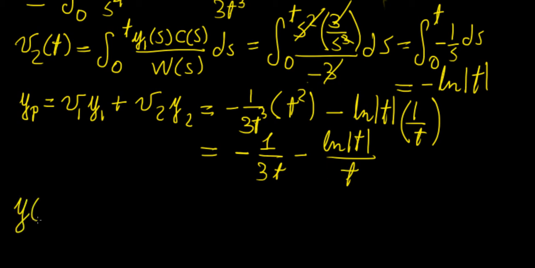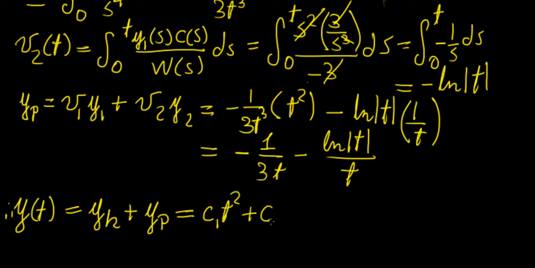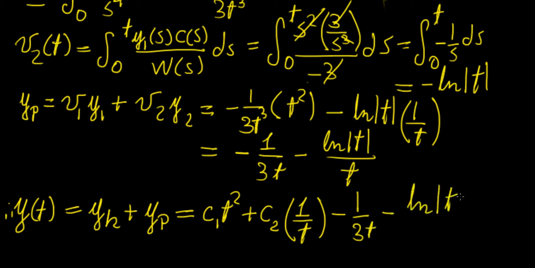And then the final solution to our problem, so this is the solution to the differential equation, is going to be the homogeneous part plus the non-homogeneous solution, and we know that this is going to be equal to c1 t squared plus c2 times 1 over t, and then the non-homogeneous part, minus 1 over 3t minus natural log of t over t. So this is our general solution.